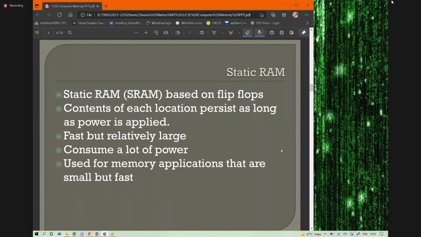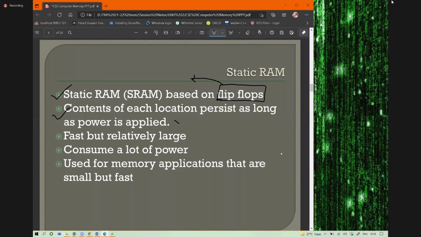So you can see over here, these are the characteristics of static RAM based on flip-flops. What is that flip-flop? Just remember this word right now because it is reflected in the electronics part. Flip-flop, JK flip-flop, SR flip-flop. If we start, we will require 10 hours to explain all these things. Right now, you just understand flip-flop is a concept where you are storing the information in the form of zeros and ones.